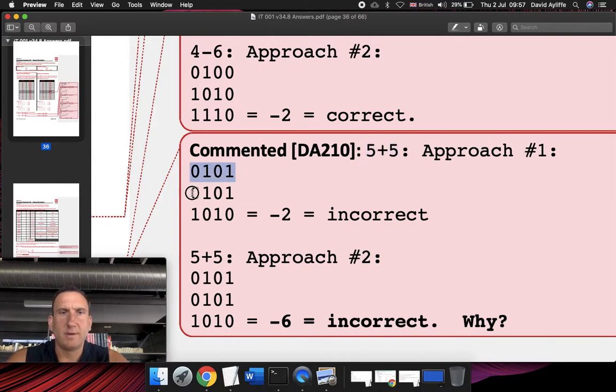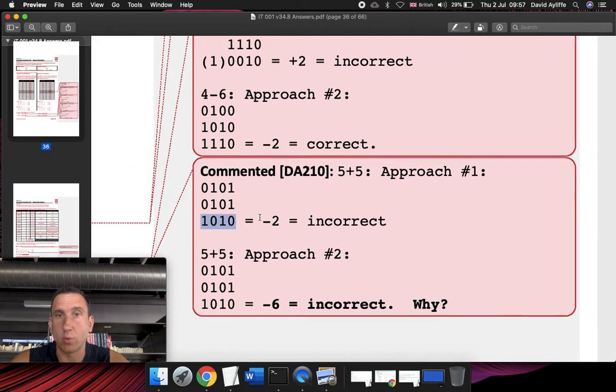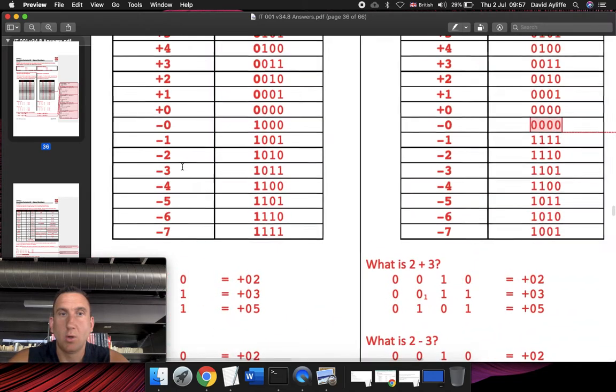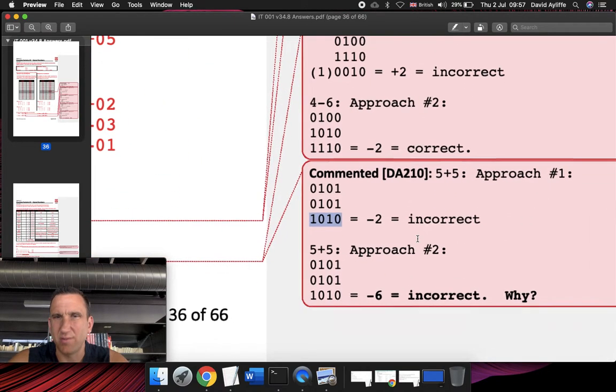So that's 5, and that's 5. 1 and 1 is 2, so 0 carry 1. 0 and 0 and 1 is 1. 1 and 1 is 0 carry 1. 0 and 0 and 1 is 1, so we get the answer 1, 0, 1, 0. 1, 0, 1, 0 is minus 2. Minus 2. 5 plus 5 is minus 2. What?